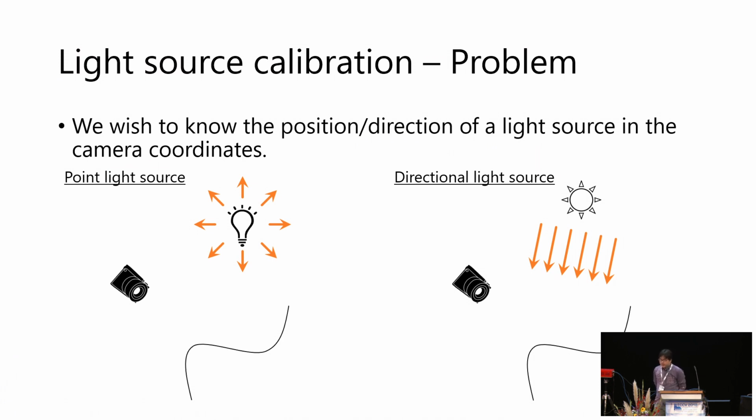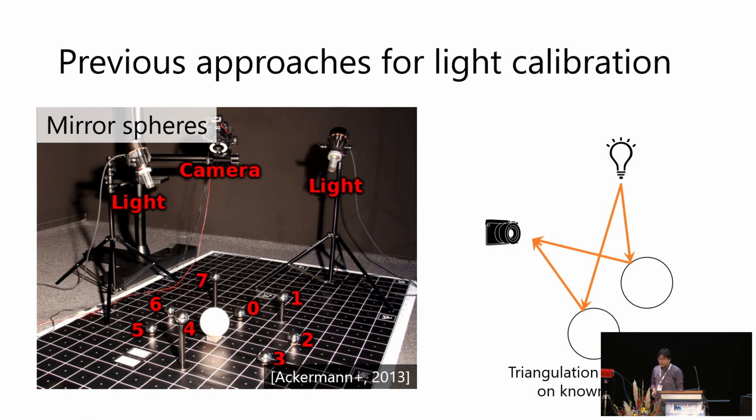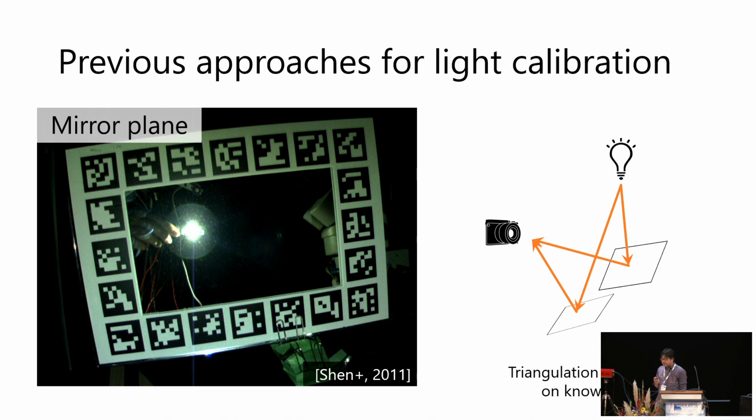In both cases, the camera may not observe the light source directly, and therefore, the estimation method uses some calibration target to predict the light source position or direction in the camera coordinate. For example, Ackermann's method uses multiple mirror spheres and observes the specular highlight on the sphere. Based on the triangulation strategy, we can estimate the light source position from multiple highlights. Shane's work uses the same strategy, but instead of mirror spheres, it uses one single movable mirror plane, which makes the target a bit easier to prepare.